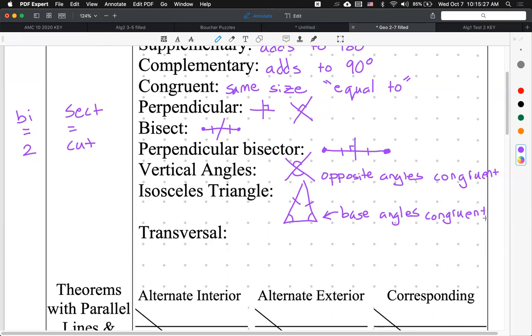I thought only Wyatt knows what a transversal is. Uh-oh. Oh, no. Charles kind of knows. Yeah, Wyatt, go for it.